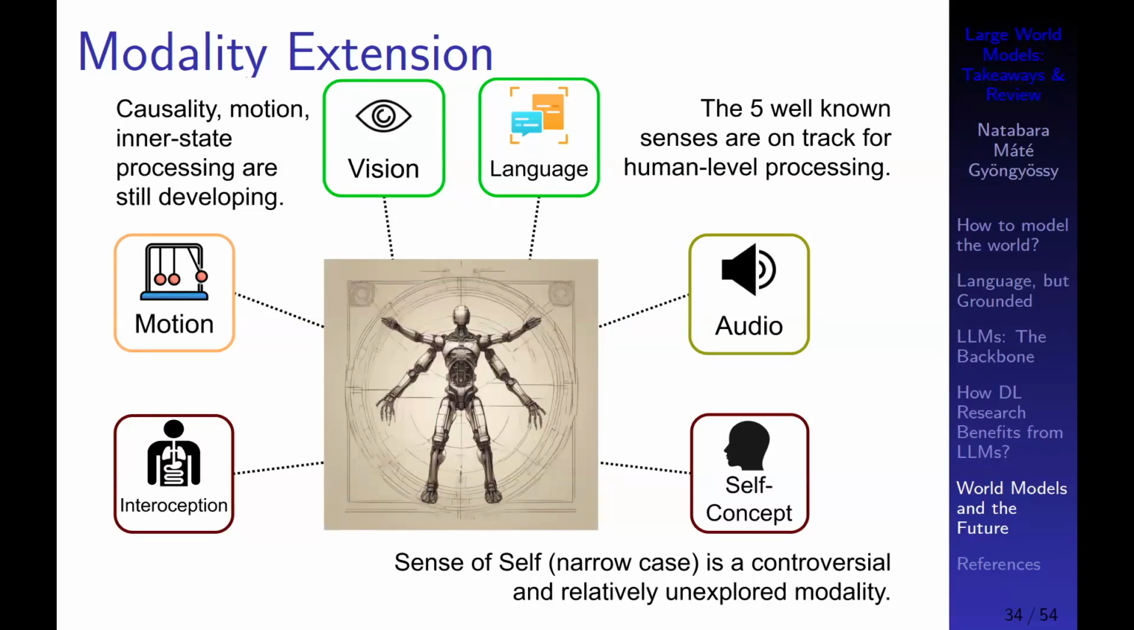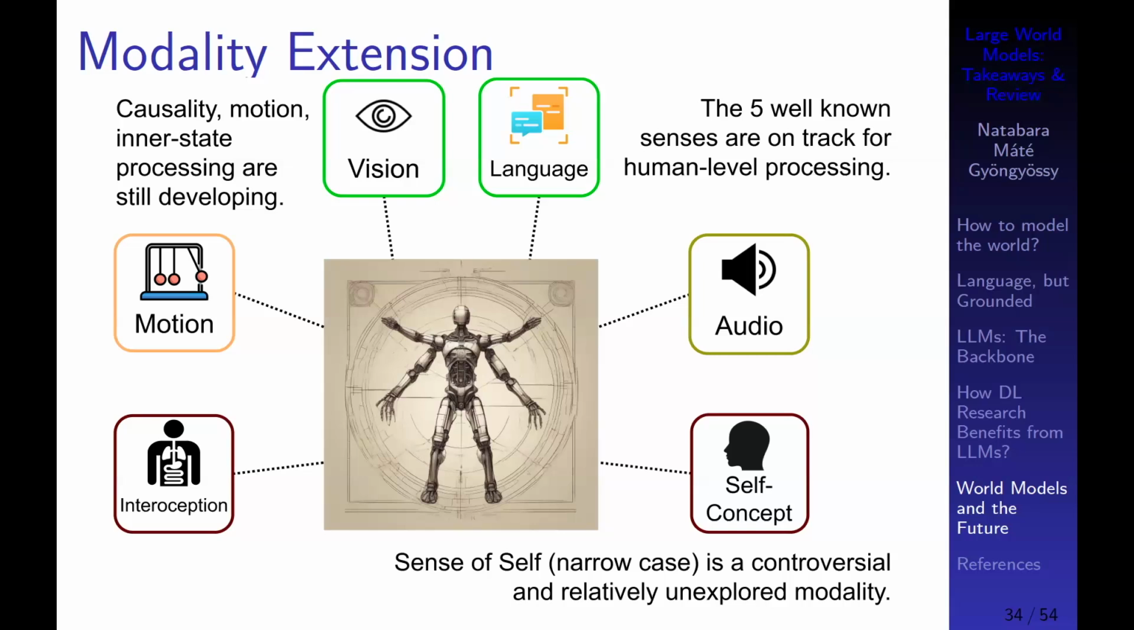And for the five well-known senses, like vision, even smelling is kind of well explored. But there are other modalities which should be included in a model if we want to model the world. For example, motion, or any branch of physics could be there. It's now in the state of development.